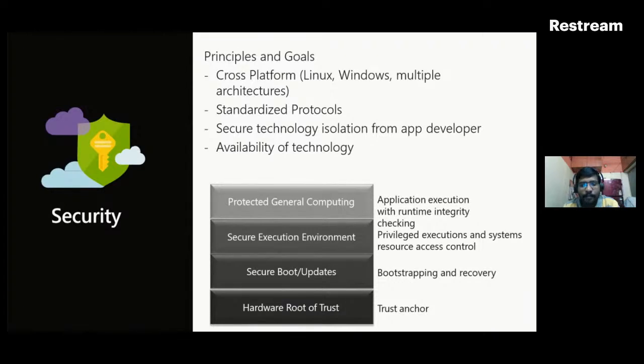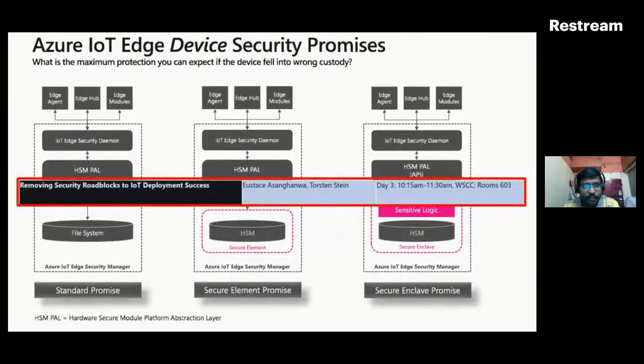And then we have a hardware root of trust, secure boot, updates, secure execution environment, and protected general computing. These are the security factors, principles, and goals which are being followed in Azure IoT Edge.